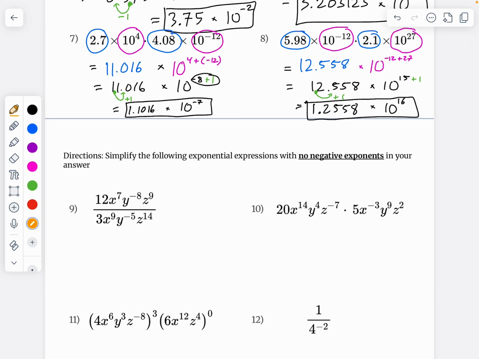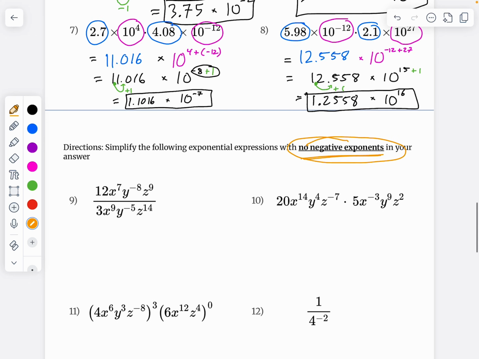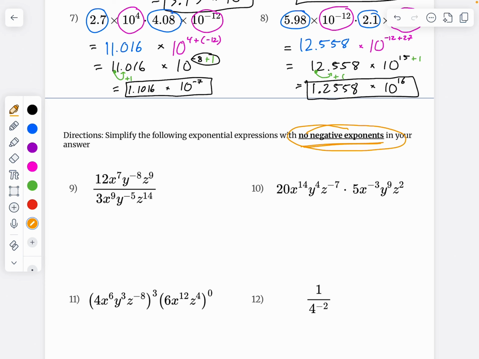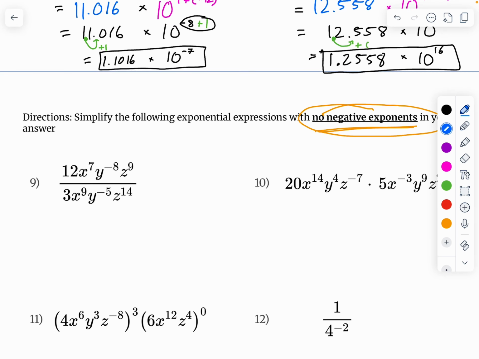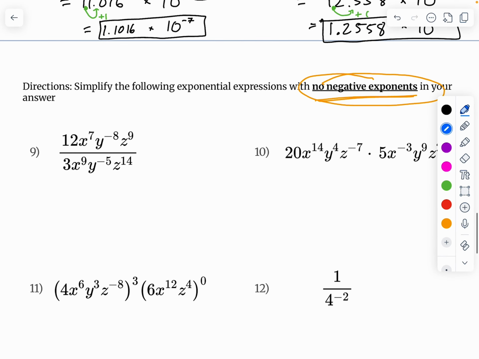This one says exponents. No negative exponents. Do we like negatives? Nope. No negative exponents. So if you ever get an exponent that is negative, you're going to need to fix it. Here we go. So I'm really glad we're getting the chance to talk about number 9 because it was very similar to our test. Please do not do the quotient rule for this guy.